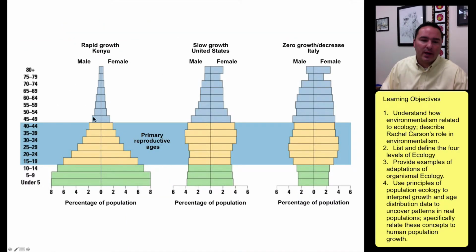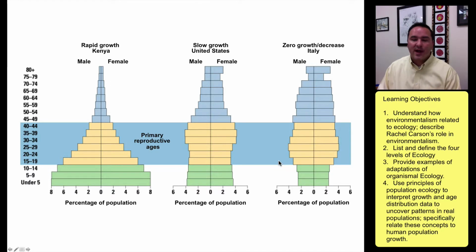You can also split up the different populations into ages. If we look at the percentage of a population that lives in these different age groups, you can see that a place like Kenya is a rapidly growing part of the world where the human population is growing nearly exponentially. In the United States, we have very slow growth, where we're still growing because the green bars are slightly bigger than the yellow bars just above them. And then in Italy, you have zero growth or even a decline, where the green bars are smaller than the yellow bars above them.